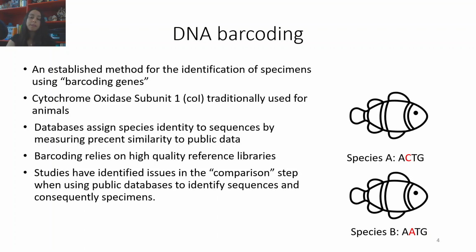So these public databases assign a species identity to a sequence by measuring the % similarity of the queried sequence to public data. Because of this, DNA barcoding also relies on high-quality reference libraries. However, previous studies have identified issues in this comparison step when utilizing public databases to identify sequences and consequently specimens. And this can actually prevent us from being able to use DNA barcoding as an effective measure for creating these diversity assessments and monitoring ecosystem health.